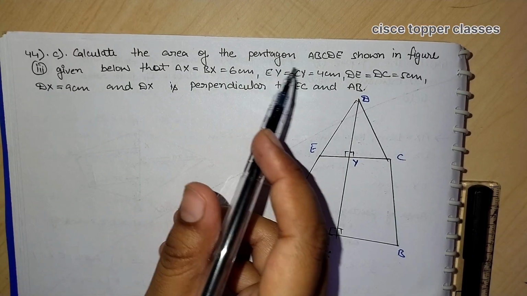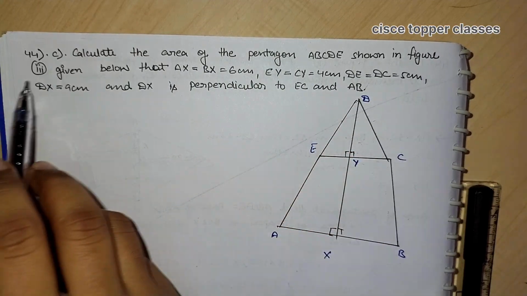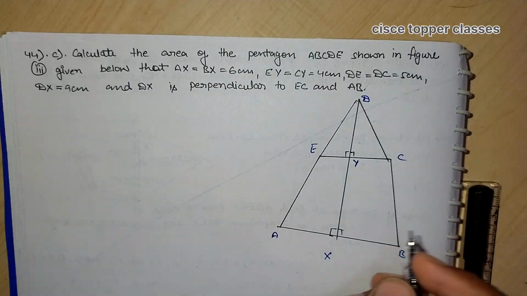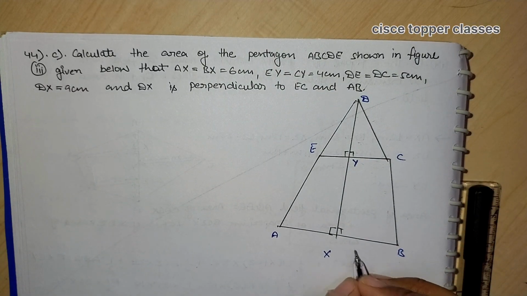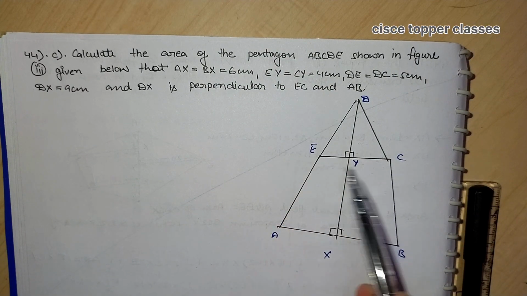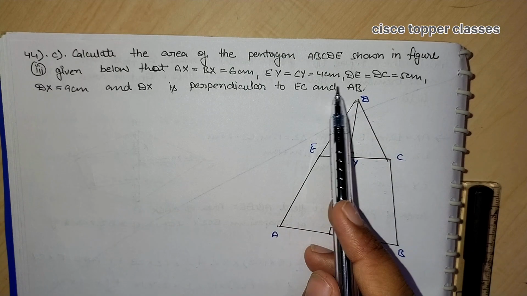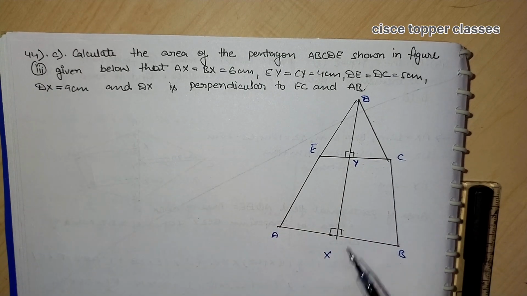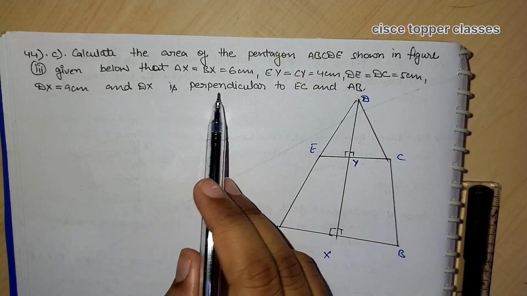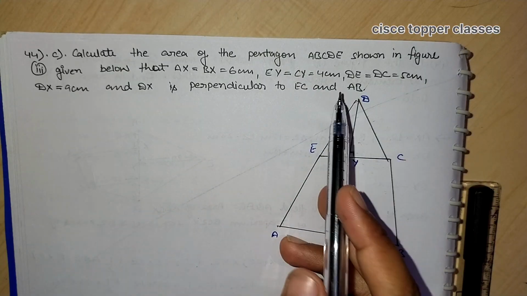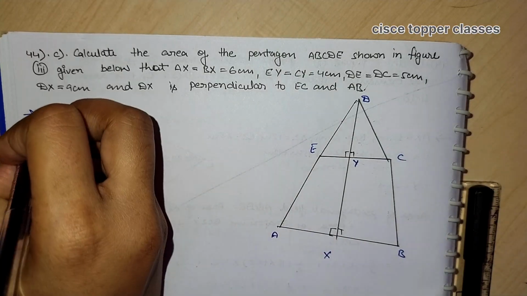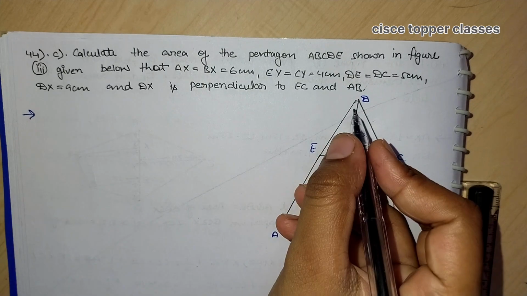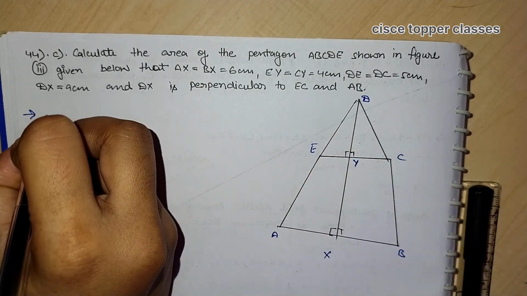Calculate the area of the pentagon ABCDE shown in the figure, where AX is equal to BX, which is 6 centimeter, and EY is equal to CY, which is 4 centimeter, DE is equal to DC, which is 5 centimeter, and BX is given as 9 centimeter. DX is perpendicular to EC and AB. So firstly we will find the value of DY by Pythagoras theorem.